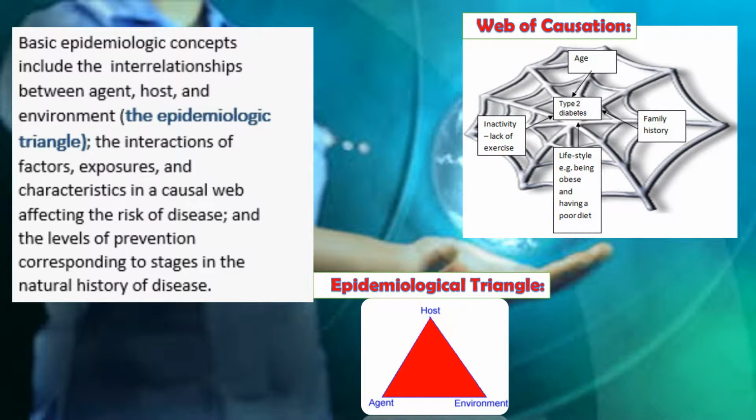Basic epidemiological concepts include the interrelationship between an agent, host, and the environment. Please note that the relationship between a host, an agent, and an environment is called the epidemiological triangle. The interactions and factors, exposures, and characteristics of a causal web affect the risk of disease and the levels of prevention corresponding to stages in the natural history of a disease. And that you may hear as web of causation.